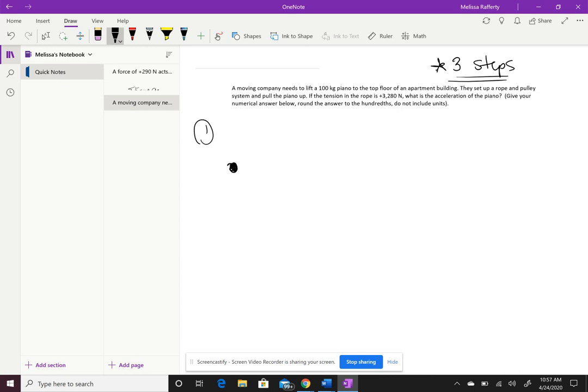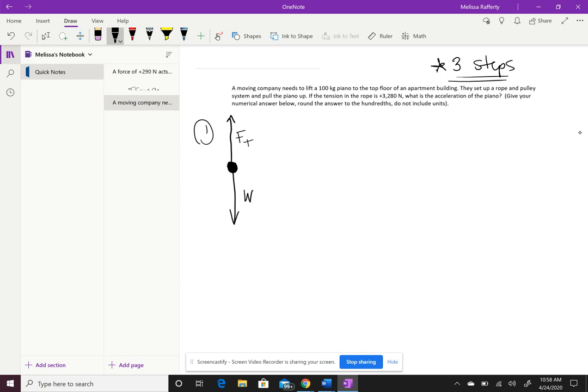So you always use a dot to represent your object. This is the piano. It's being pulled up by a rope, so there's going to be tension in that rope. That's your upward force. And then the downward force for every single problem is going to be weight. Weight is the force of gravity trying to pull the object back towards the center of the earth. So all of your free body diagrams are going to look like this.